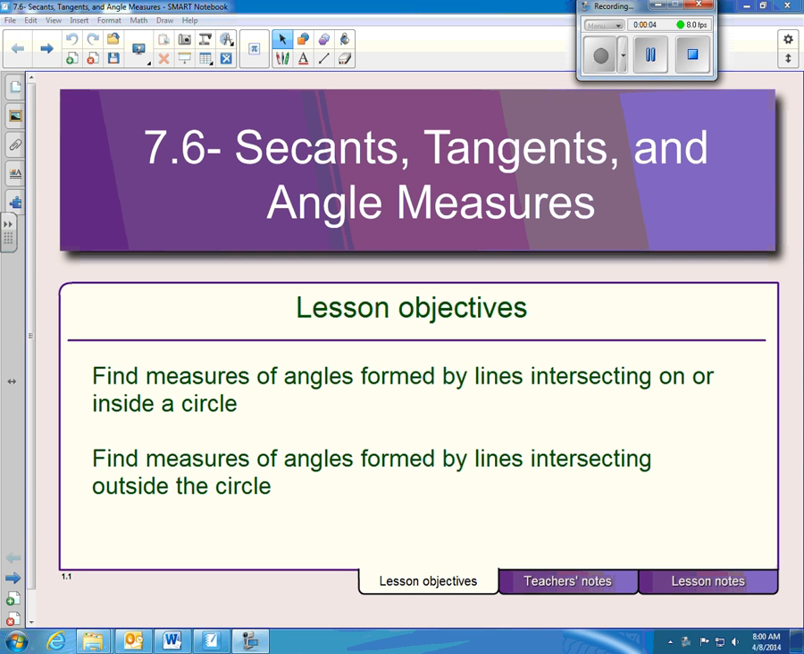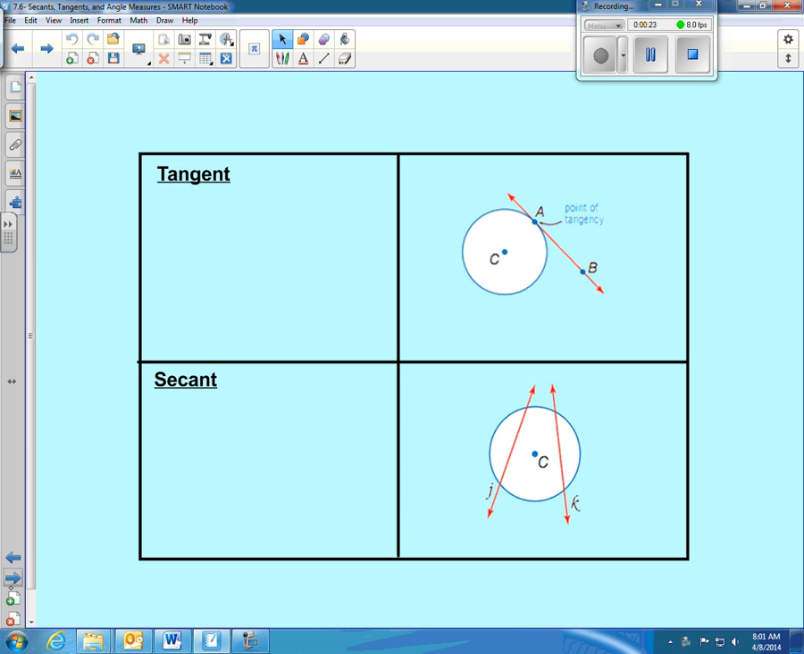Mrs. Matheson. Today we are going to cover Unit 7, Note 6 on secants. We're going to revisit tangents and we're going to talk about angle measures. For our objectives, we're going to find measures of angles formed by lines intersecting on or inside a circle. We're also going to find the measures of angles formed by lines intersecting outside the circle. So let's just talk about tangents and secants.